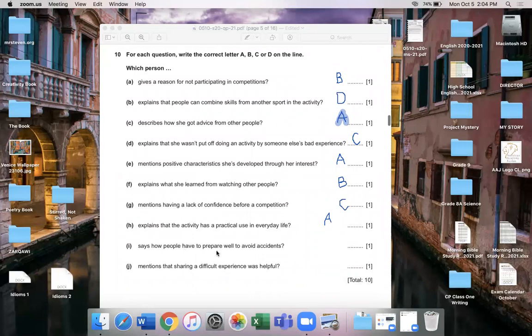And then we come back to the last two. It says how people have to prepare well to avoid accidents. What do you think, Kusai?